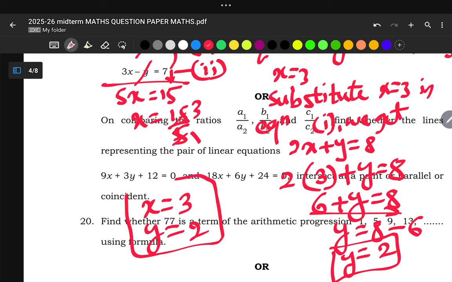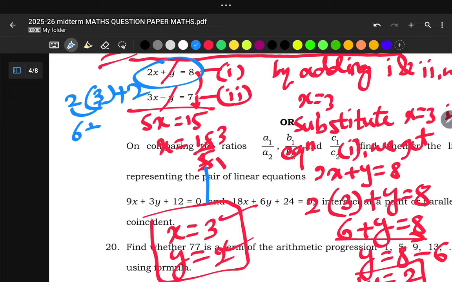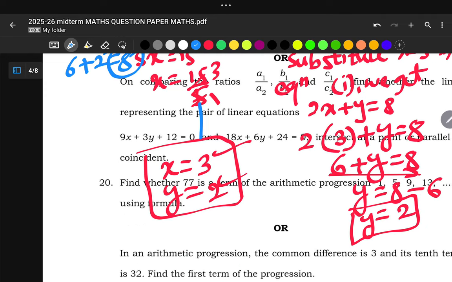To verify whether our answer is right or wrong, just put the values in any one equation and check whether both sides are equal. See, x is 3, y is 2. Put the values in equation 1. 2 times x, which is 3, plus y is equal to how much? 2 threes are 6. Now plus 2 equals 8. Now LHS is equal to RHS, 8 equals 8. It means the values we got are the right answers.